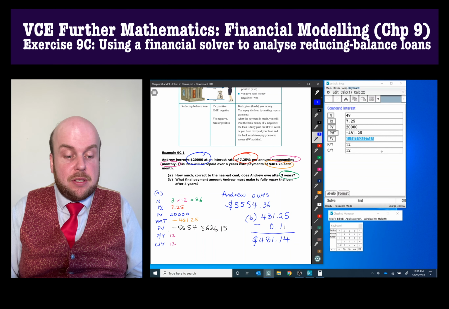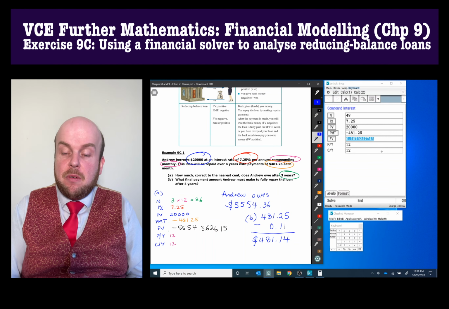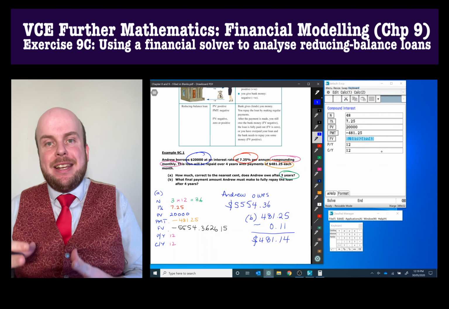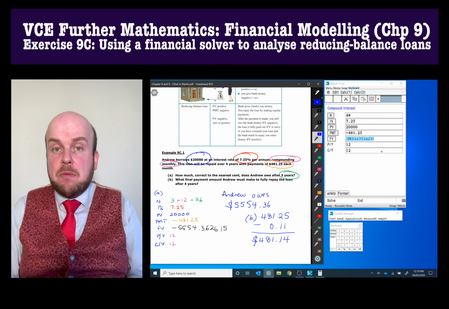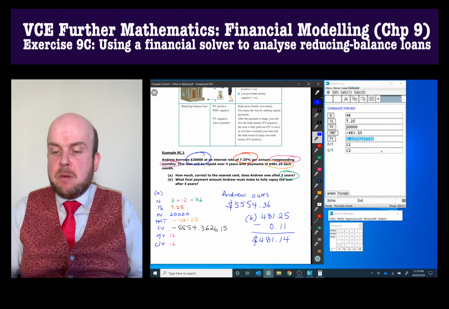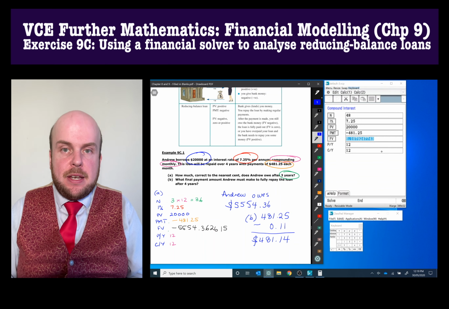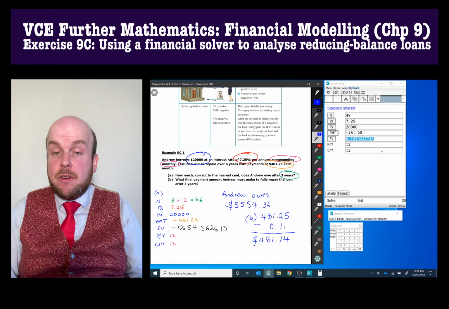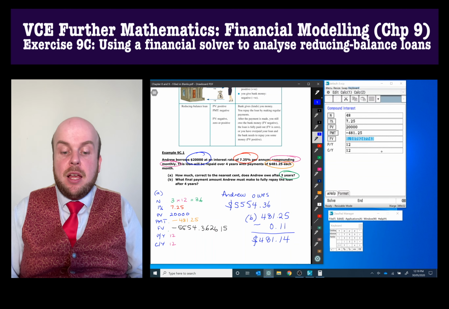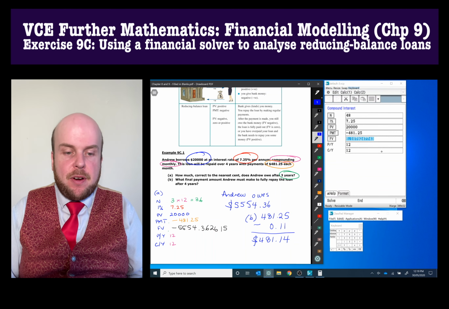Now you could also still set this up as a sequence, that is fine. And you would just set up a recurrence relation where you would use RVN minus D. However, using the financial solver, because usually you end up just changing one thing or 2 things, gets you instant answers. So whatever you wish, that is fine. I personally prefer the financial solver.